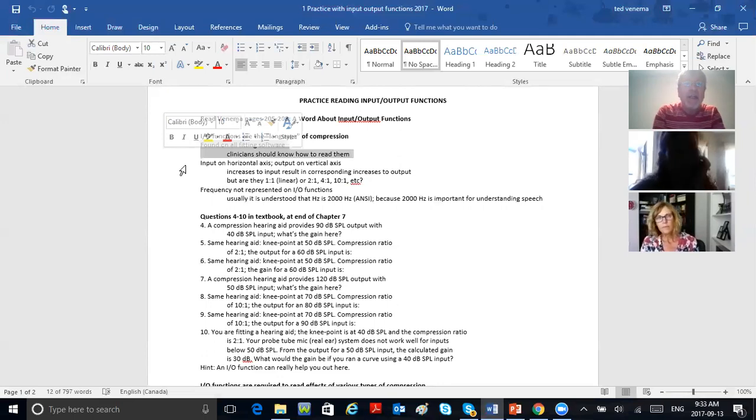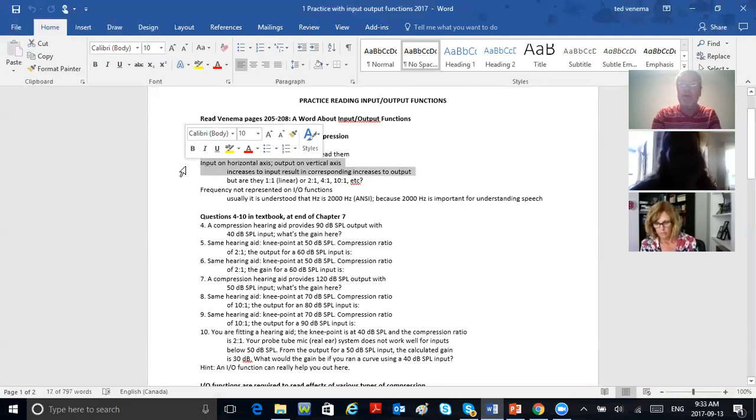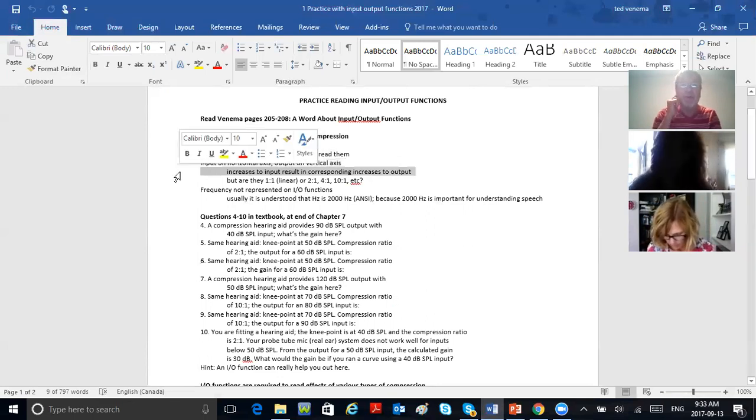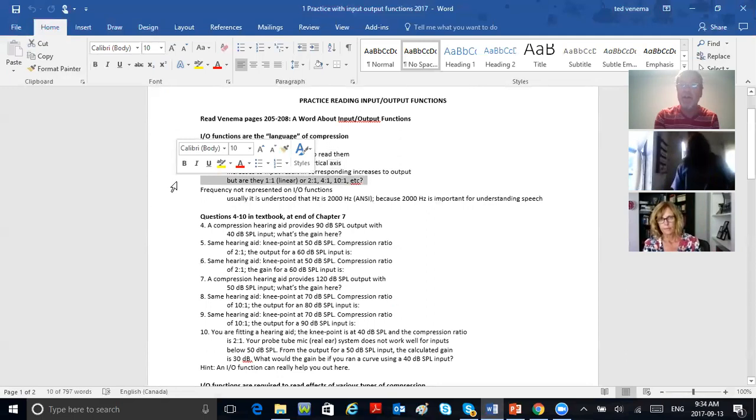Input is always on the horizontal axis. Output is always on the vertical axis. Increases to input result in corresponding increases to output. Yup. But are they 1-to-1, linear, or are they compression: 2-to-1, 4-to-1, 10-to-1, etc.? That's what we'll look at today.